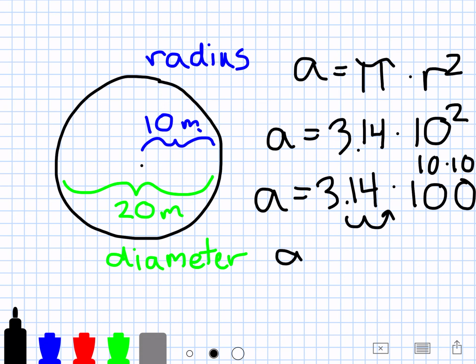So in this particular case, our area is going to be worth 314 meters. That's our unit. And remember, since we're talking about area, we're talking about those flat squares, so it has to be squared.